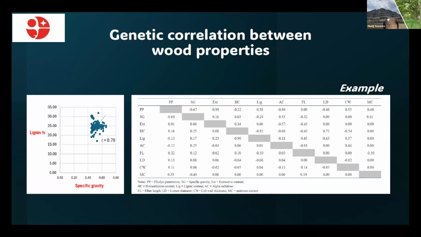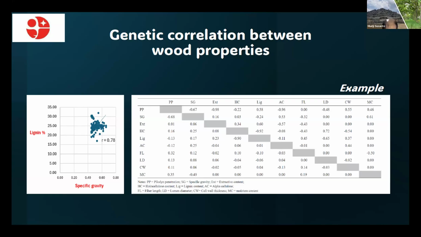Genetic correlation between wood properties. Genetic correlations between traits are crucial in tree breeding as they indicate how traits are inherited together. Understanding these correlations helps breeders predict the response to selection and optimize breeding strategies for multiple traits. If traits are genetically correlated, selecting for one trait will likely result in change in the other, potentially leading to unintended consequences if not accounted for.